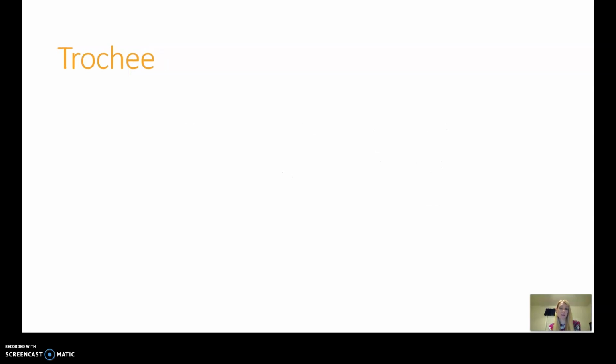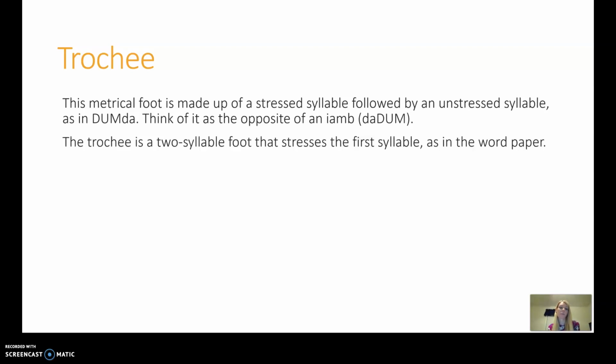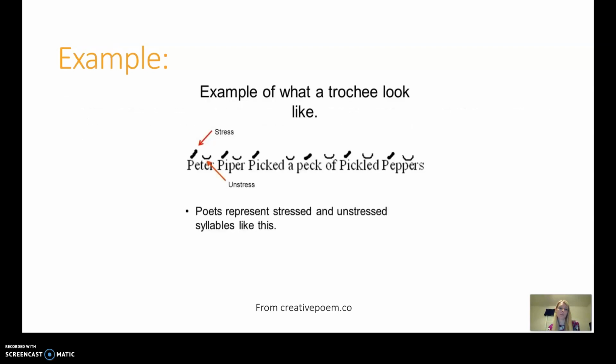All right, next is the trochee. This metrical foot is made up of a stressed syllable followed by an unstressed syllable, as in dum-da. Think of it as the opposite of an iamb, which was the da-dum. The trochee is a 2-syllable foot that stresses the first syllable, as in the word paper.